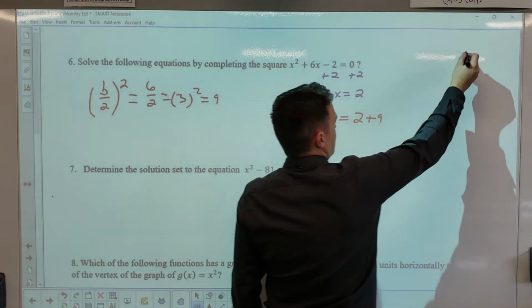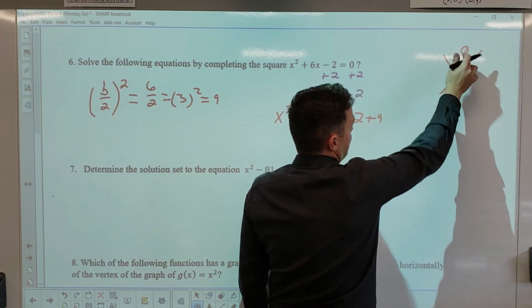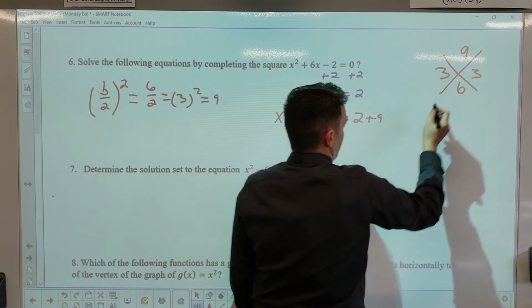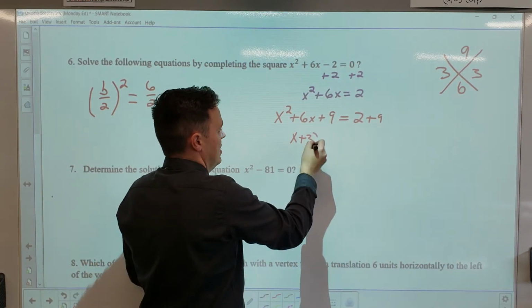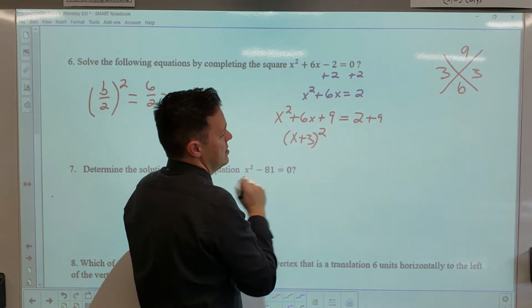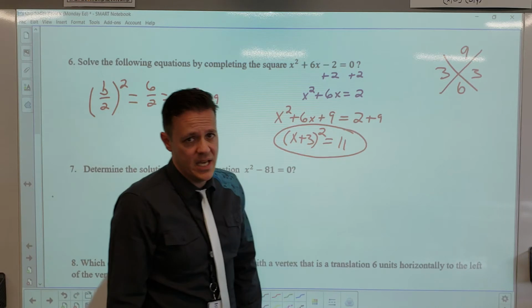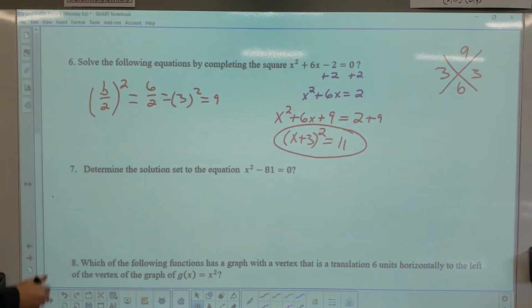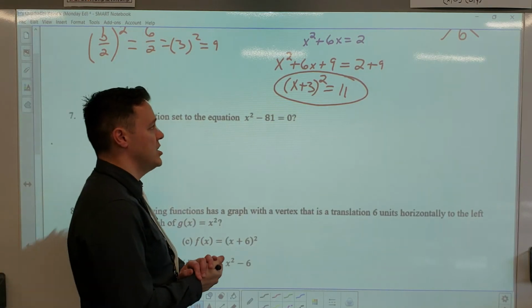Then you can factor. So 9 and 6, what two numbers add and then multiply? It would be 3 and 3. And we don't write x plus 3 and then x plus 3, right? x plus 3 squared. And that's what the answer will look like on the test, something similar to that. Okay. Number 7, determine the solution set of this equation.